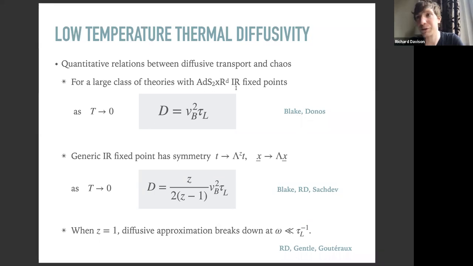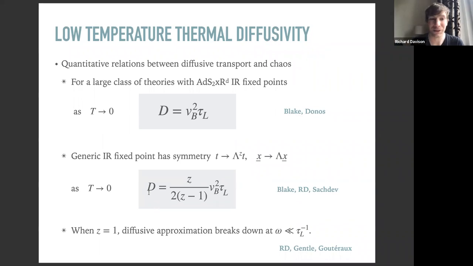Of course, generically, you won't have an AdS2 fixed point in the IR. More generic than that is to have a fixed point with some anisotropic space-time scaling symmetry parameterized by a critical exponent z. In those cases, if you take the limit of low temperatures, you find, again, the diffusivity is related in a very simple way to v_B squared tau_L, but now there's a universal coefficient out the front that just depends on the critical exponent of the fixed point. And finally, there's an obvious exception to this equation, which is when z equals 1.